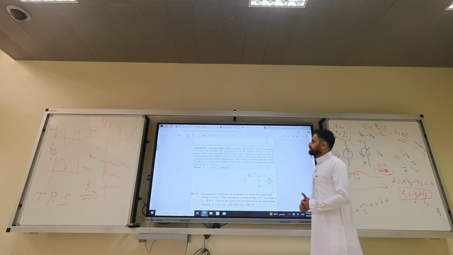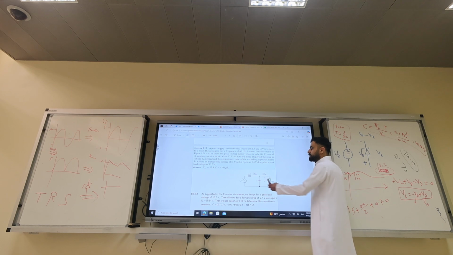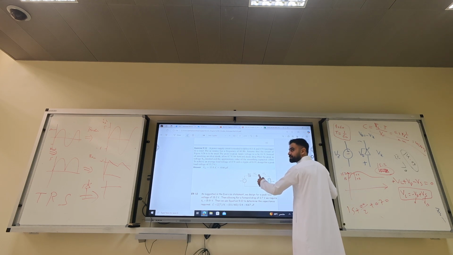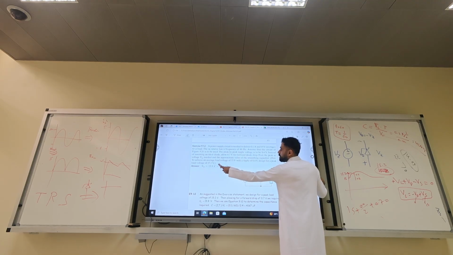The question is asking you to come up with the source needed. So you want 15 volts here. Because you want 15 volts here, you need a ripple of 0.4, and you need 0.7 to turn on the diode. So your source should have a peak of 15.9.